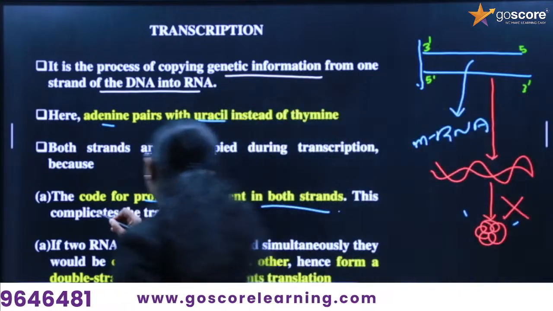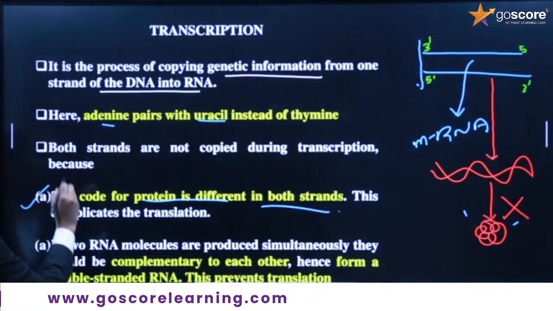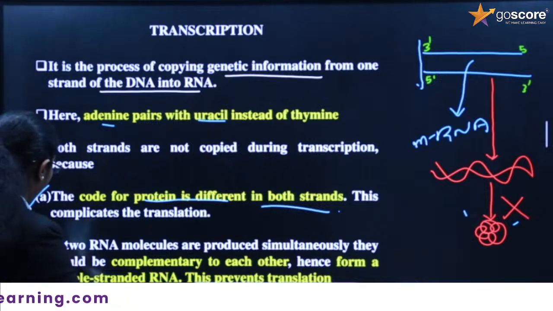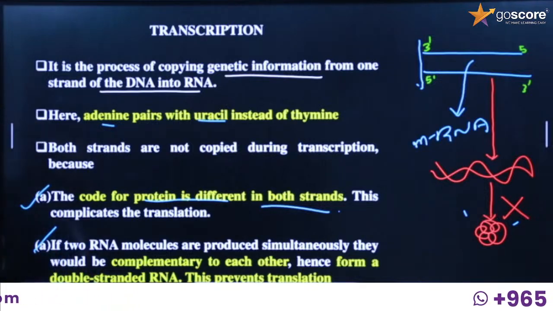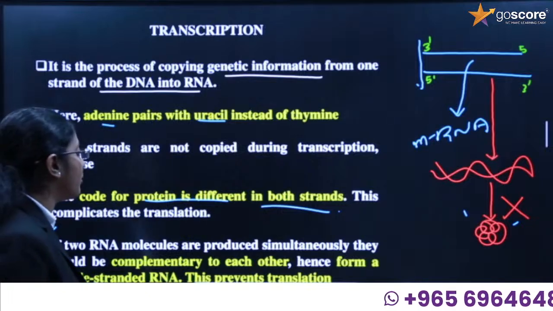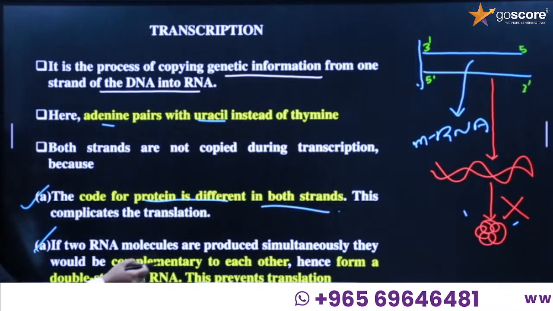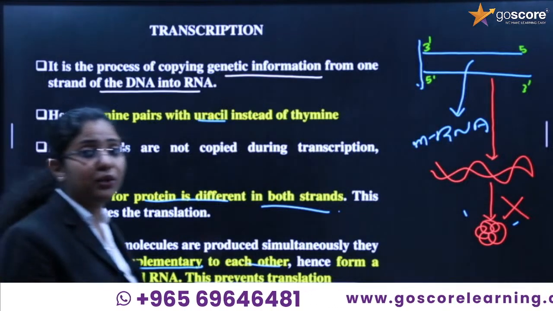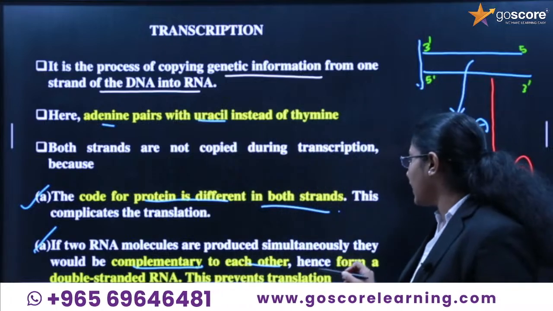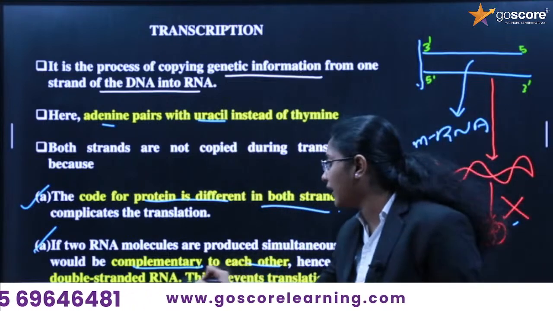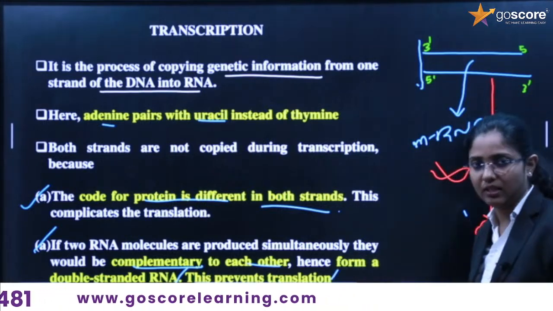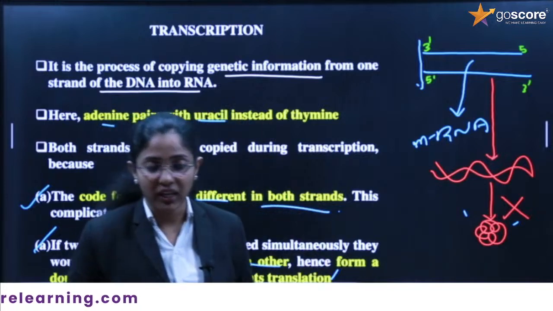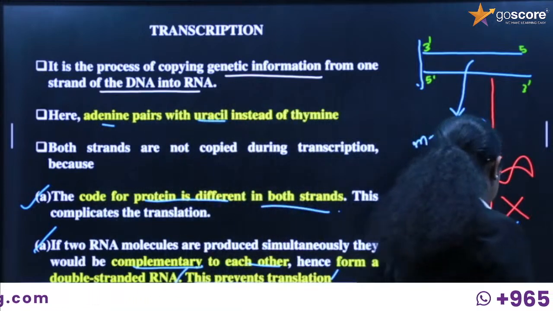That is, the code for protein is different in both strands. This complicates the translation. Second point: if two RNA molecules are produced simultaneously, they may be complementary to each other. Hence, it forms a double-stranded RNA. This prevents translation. These two points are very important. You have to take a note on this. A question may be asked from this particular session.